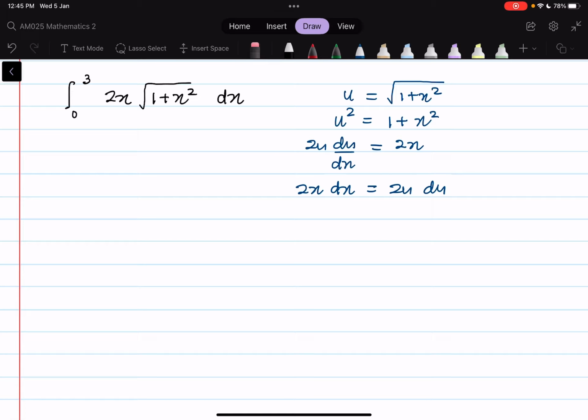Okay, so for x equals 3, substitute into u. So the square root of 1 plus 3 squared is the square root of 10. For x equals 0, then u equals 1. Substitute 0 here, so the square root of 1 is 1. Now let us substitute into our function. The limits now are square root of 10 and 1.